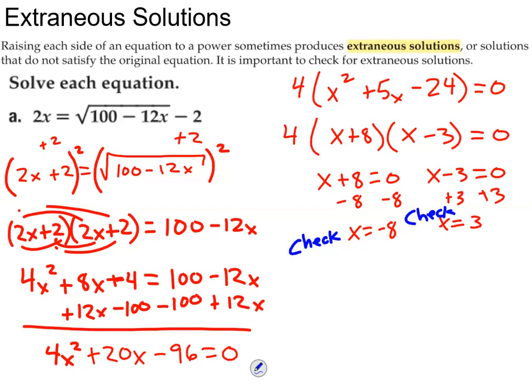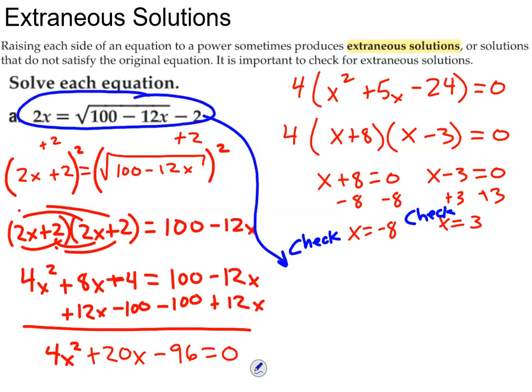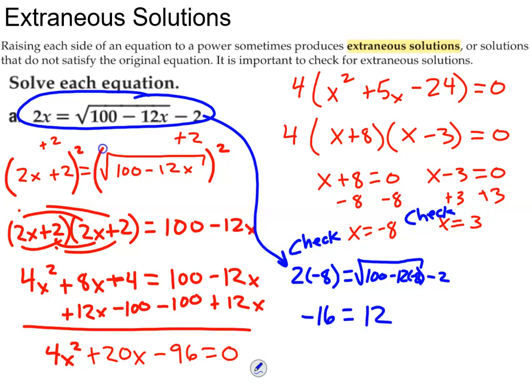So we're going to see if negative 8 actually works. I'm going to go back to our original equation and plug negative 8 in and see if it works. It's obviously going to be a lot faster if you use a calculator. We would have 100 minus 12 times negative 8, minus 2. On the left-hand side we get negative 16, and on the right-hand side we get 12. Therefore, negative 8 would not be a solution.